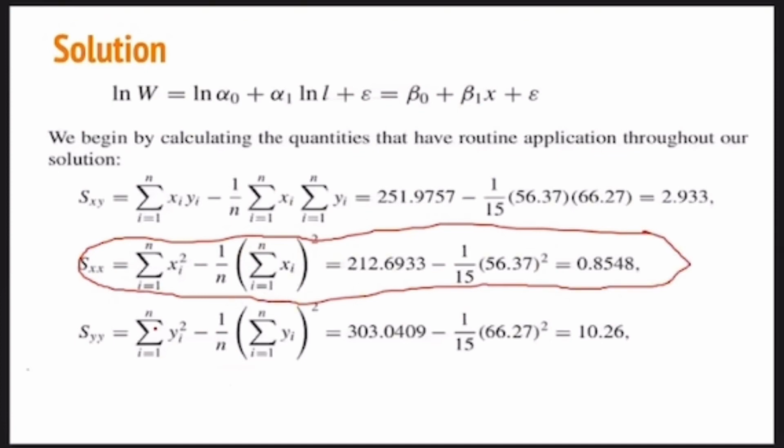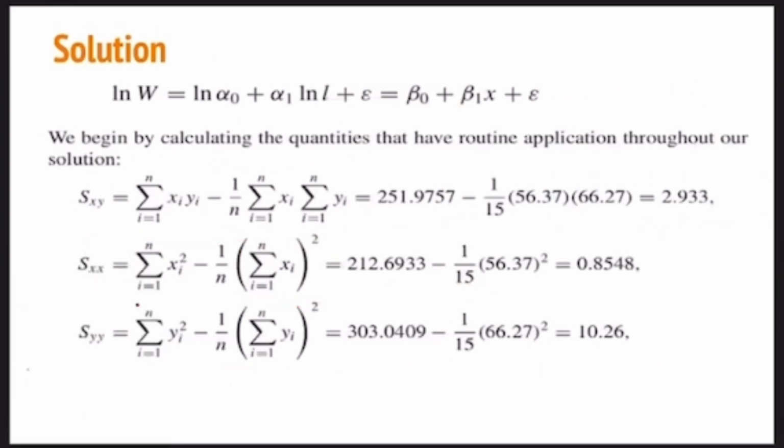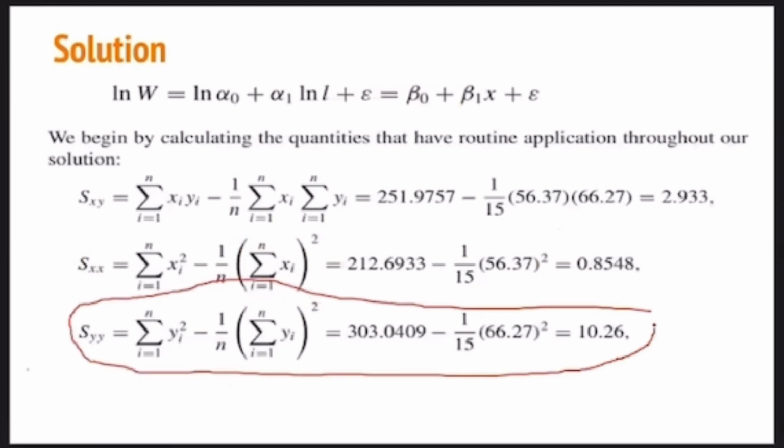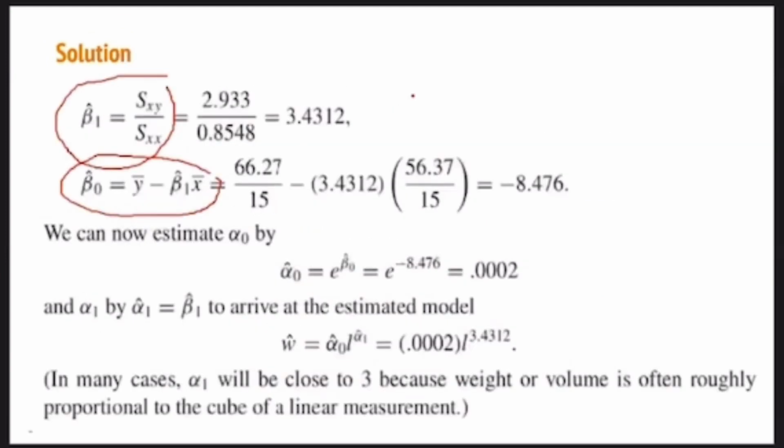Lastly, you need SSYY. The SXY is going to be that, and for the summation of y squared, you've got that. Now, what is your B1? What is your beta 1 cap? Look at beta 1 cap: SXY over SXX. What is your beta naught cap? Y bar, because y bar is going to be the summation of y divided by n.